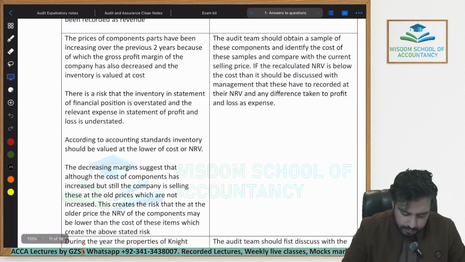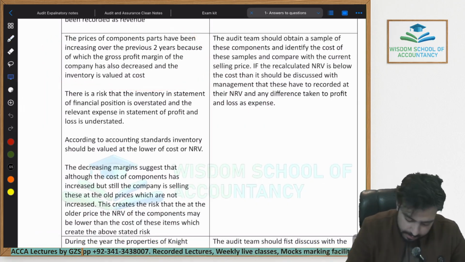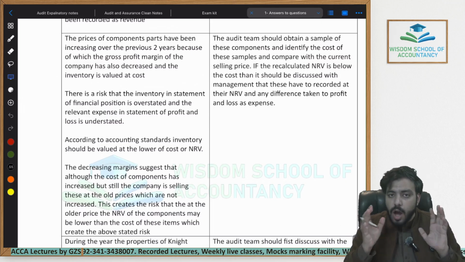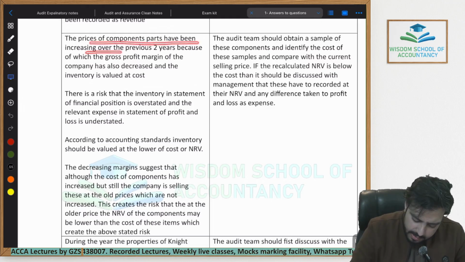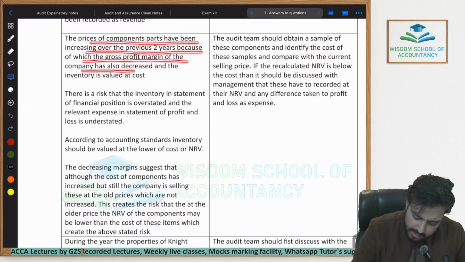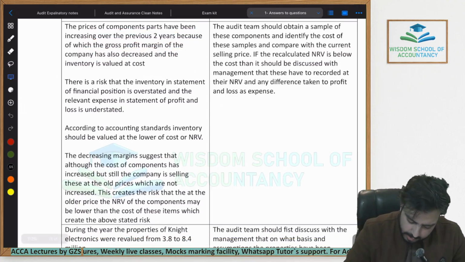Let's read it. First of all, the first paragraph is always for identification. How have I identified it? Explaining from the scenario about what you're about to write down. The prices of the component parts have increased over the past 2 years, because of which the gross profit margin of the company has also decreased and the inventory is valued at cost. So this is simple identification from the scenario that is given to us.